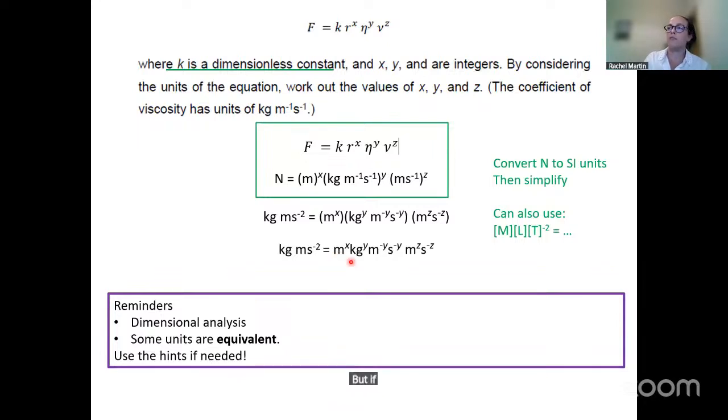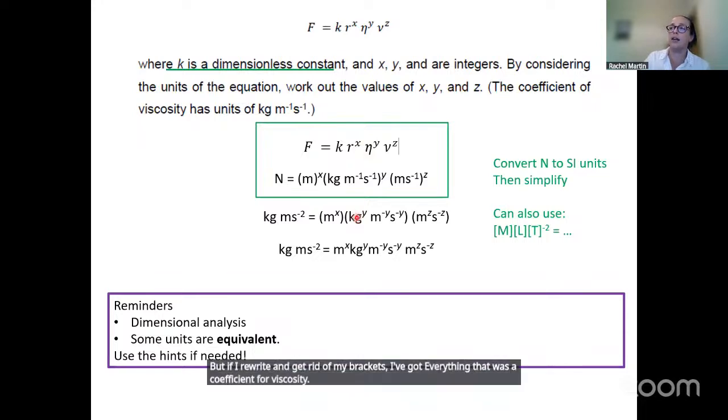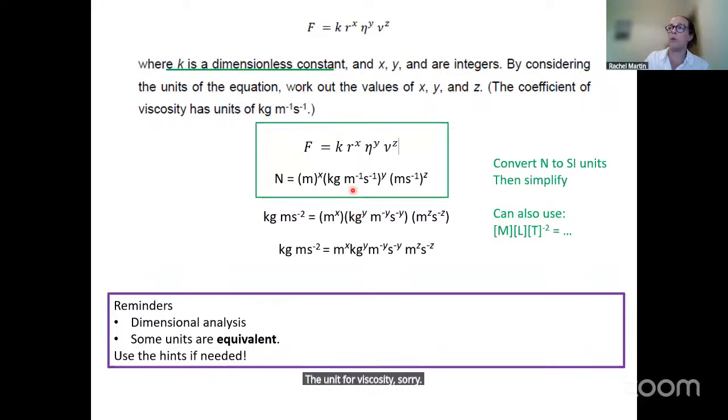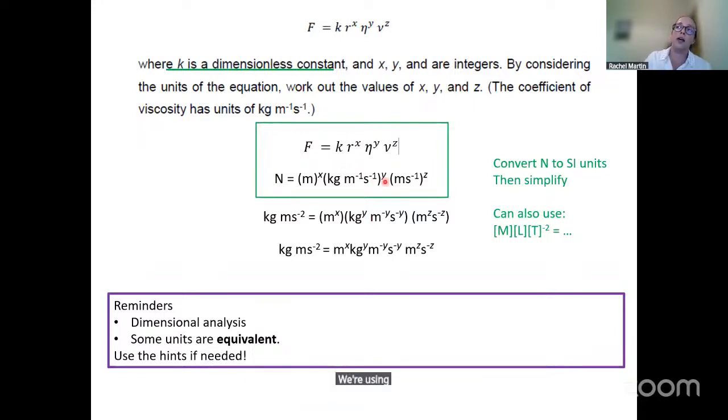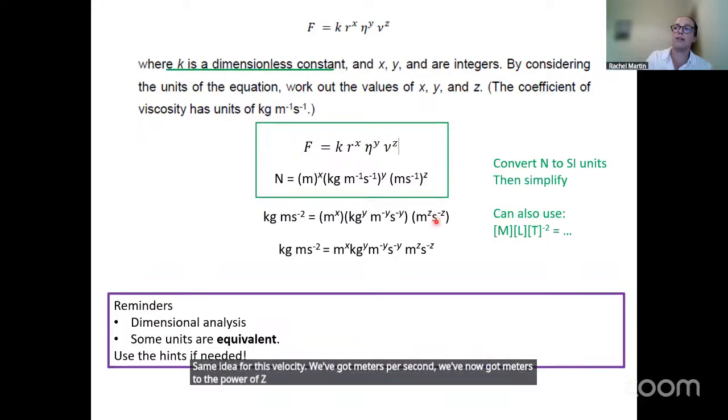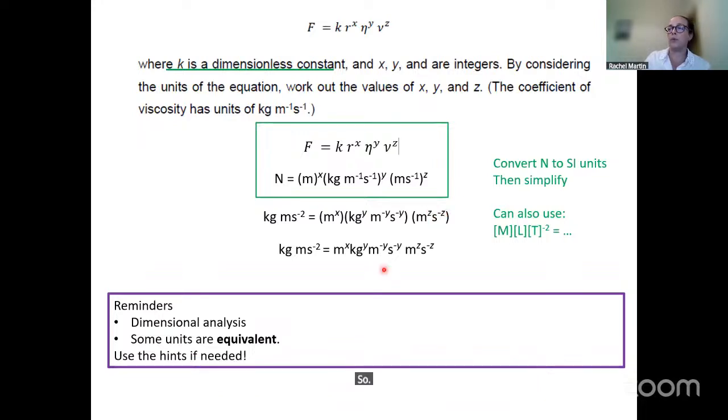But if I rewrite and get rid of my brackets, everything that was a coefficient of viscosity, the unit for viscosity, sorry, has a power of y beside it, including the fact that we had meters to the -1, that becomes meters to the -y. We're using our power rules. y times -1 is the new power for meters. Same idea for velocity. We've got meters per second, we've now got meters to the power of z and seconds to the -z. So we're going to need to neaten this up even more, simplify.